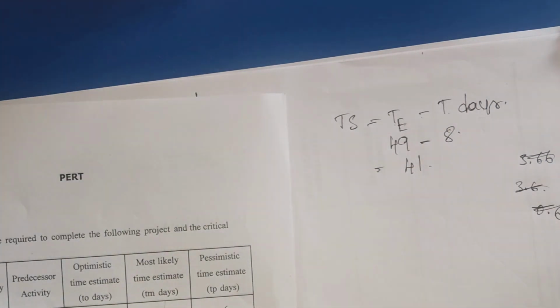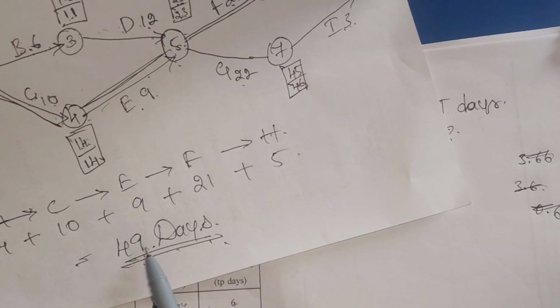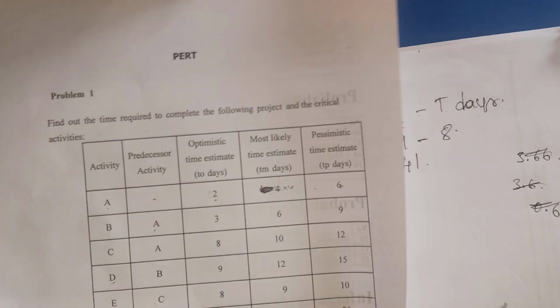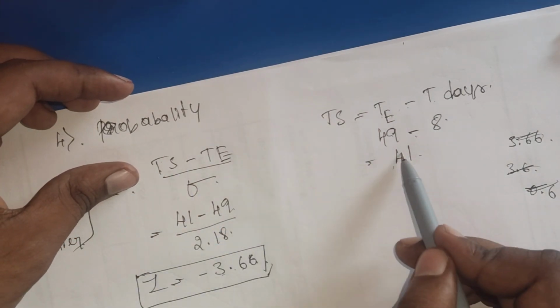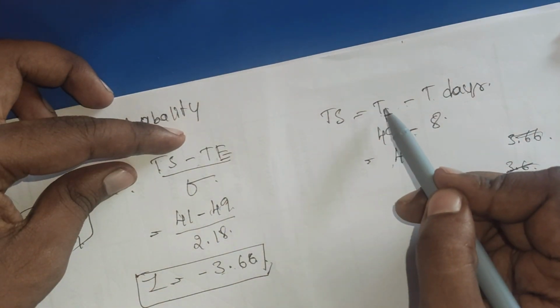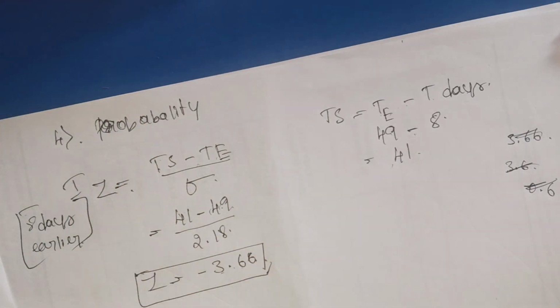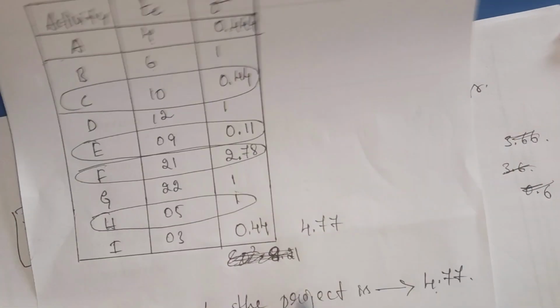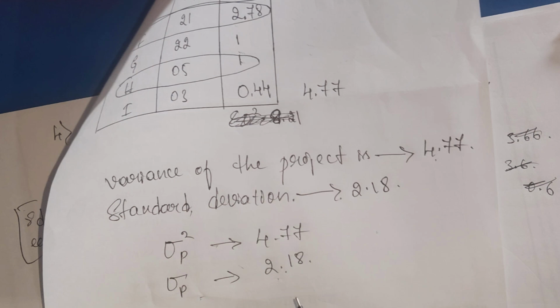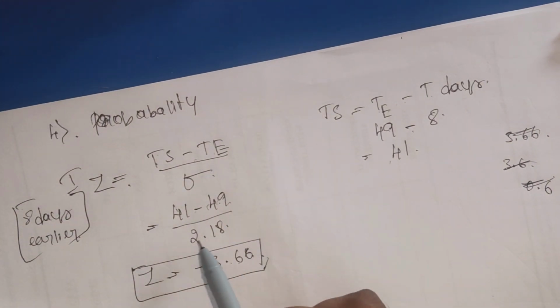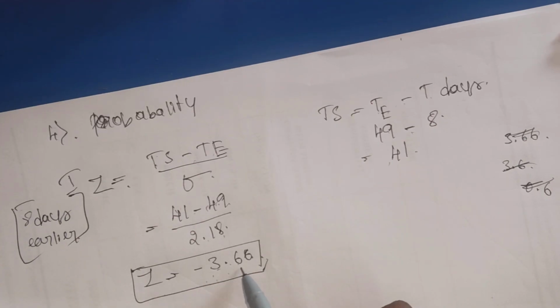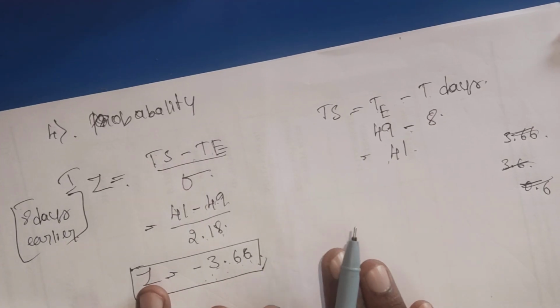So the duration of the project we already calculated: 49 days, and then minus the T days that are given in the problem, which is 8. 49 minus 8 is 41, and then we apply the formula. TS is 41, the duration of the project is 49, and the project standard deviation we already calculated is 2.18. So 41 minus 49 divided by 2.18 is minus 3.66. This is the actual result we are getting.